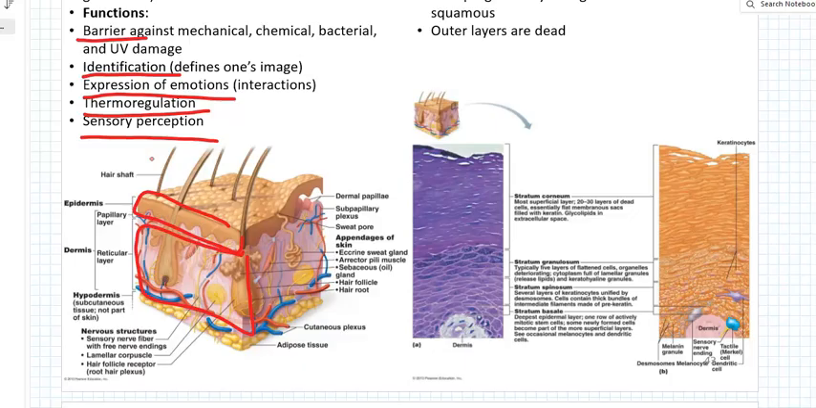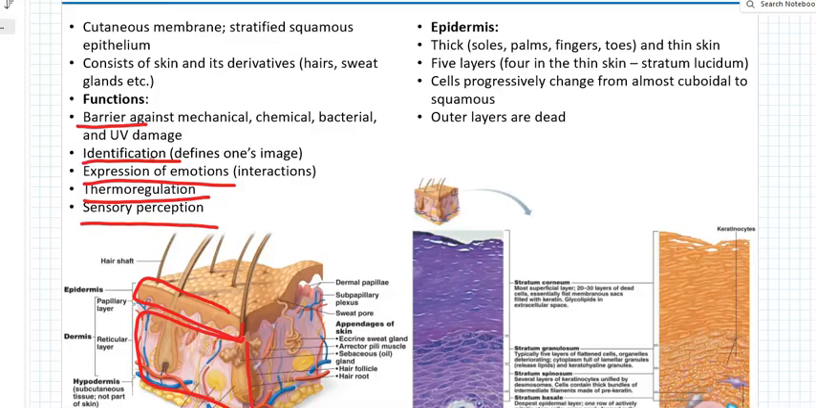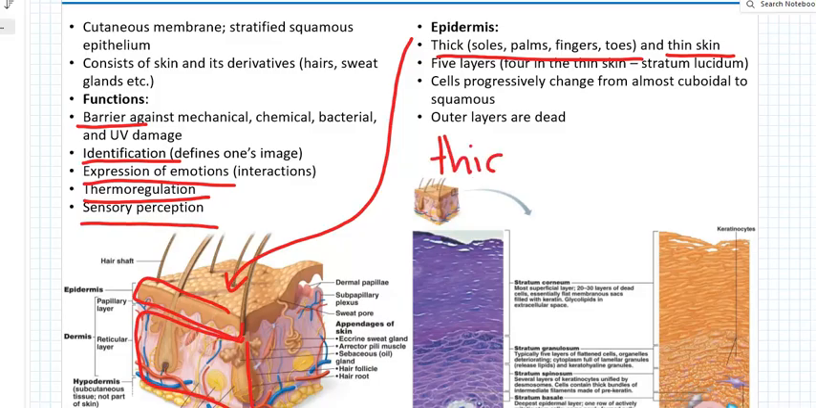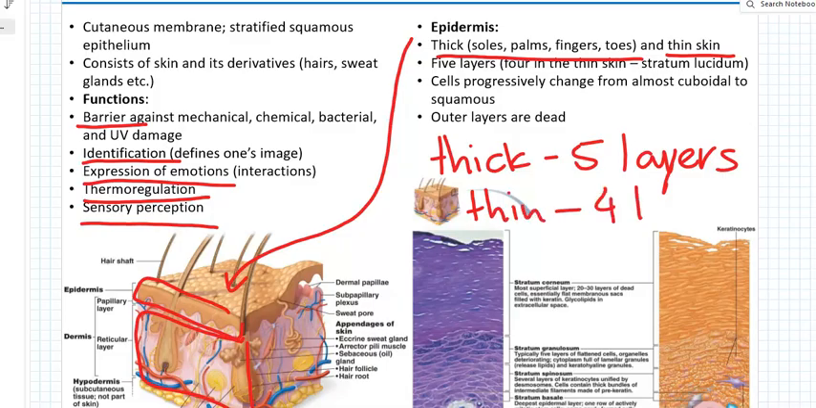Okay? So if you look at the superficial layer of the skin, known as epidermis, there are two types. There's a thick skin, palms, toes, soles, fingers, and thin skin, the rest of the body. Okay? So, thick skin has 5 layers. Thin skin has 4 layers.